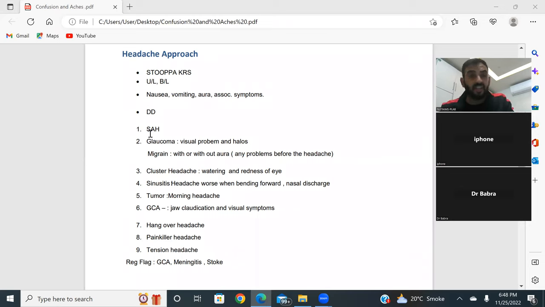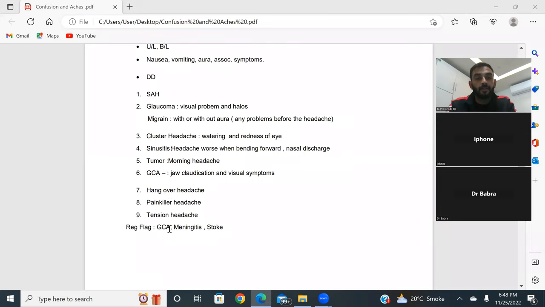Why is it the first? Because it is the dangerous one. Glaucoma, why is it above? Because it is one of the dangerous ones. Migraine should be next. Then cluster headache, sinusitis, tumor, GCA, hangover headache, painkiller headache, and tension headache.